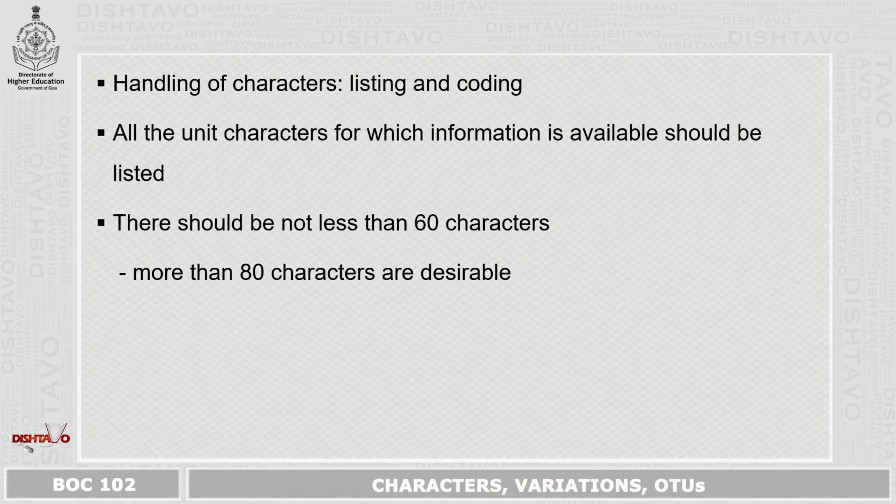When you get all the characters, handling of characters is very important. So what we have to do? We have to list all the characters which you come across or which you have observed. Every character we have to list. And there should not be fewer than 60 characters for numerical taxonomy. More than 80 characters will be desirable. So always you should have at least 60 characters for any kind of numerical taxonomy.